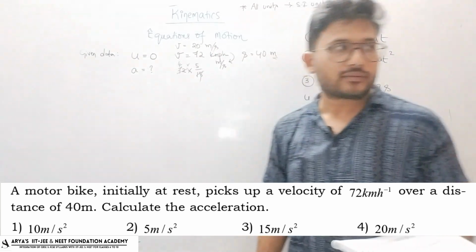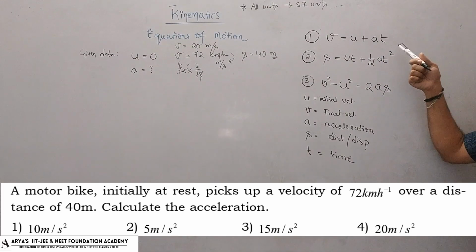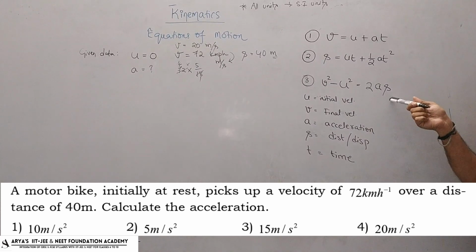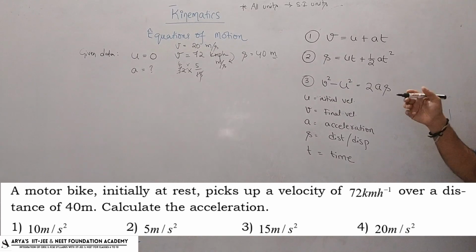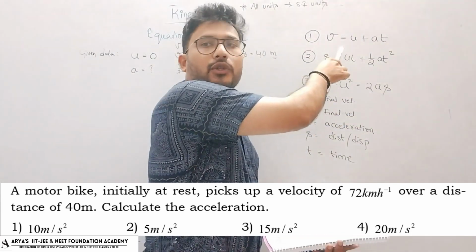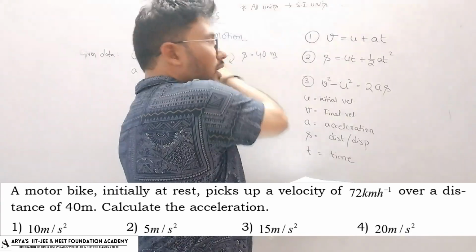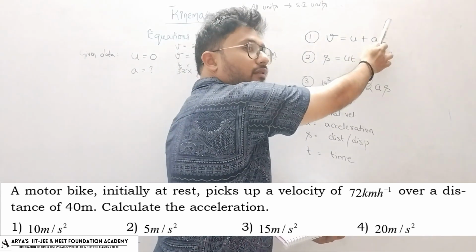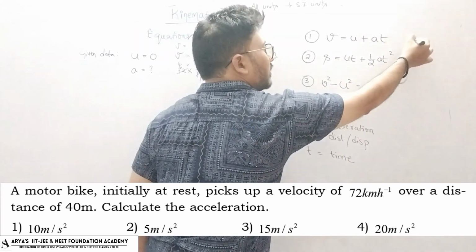How to solve A? Which formula should we take? Here we have three formulas. V is equal to U plus AT, S is equal to ut plus half at square, v square minus u square is equal to 2as. Which one should we use? Okay, let us go with the elimination process. If you want to use v is equal to u plus at, do we have the v value in the question? Yes. Do we have the u value? Yes. A we should find, that's fine. T do we have? No. So you cannot take it. Eliminate this.